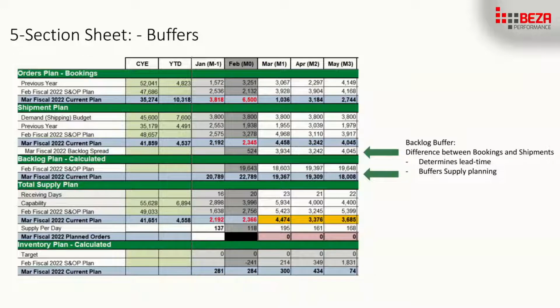There are two important things when you look at that buffer management. One is, what is that overall backlog? In the example here, where that second green arrow is, in that gray column, there's just about 22,000 units in total backlog. If they're shipping on that shipment line about 2,300 units a month, that means they would have 10 months of total backlog. That doesn't mean they can ship 10 months right away, right? But they've got 10 months of total backlog.